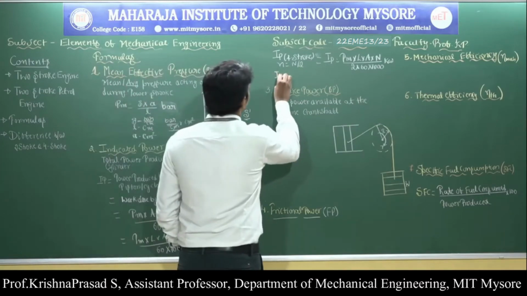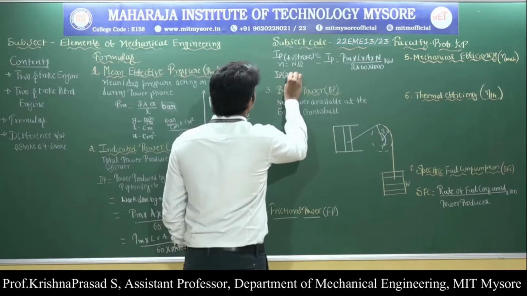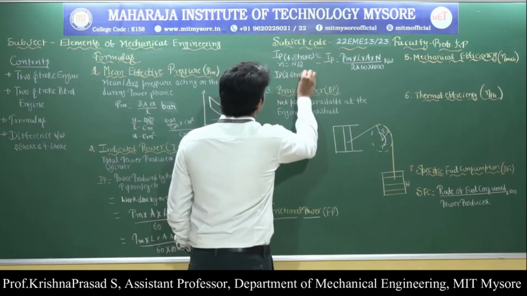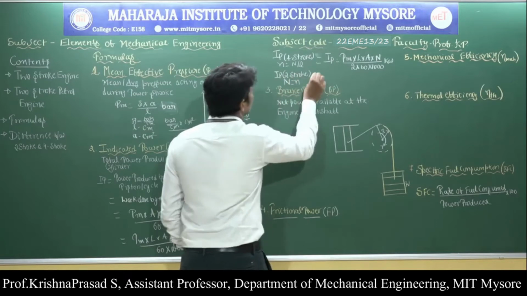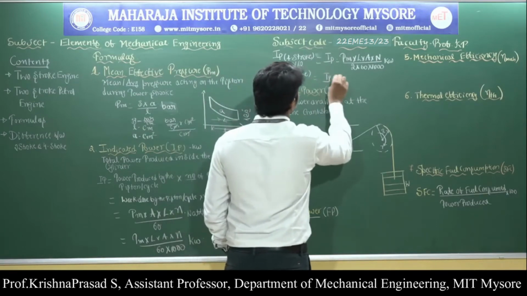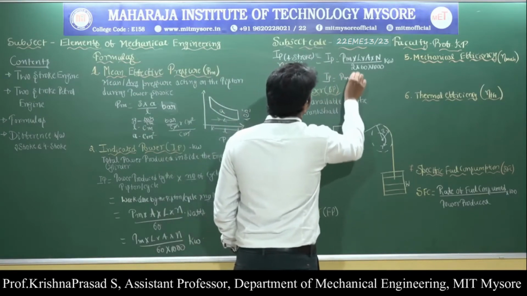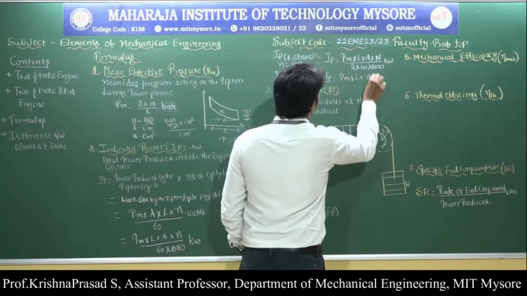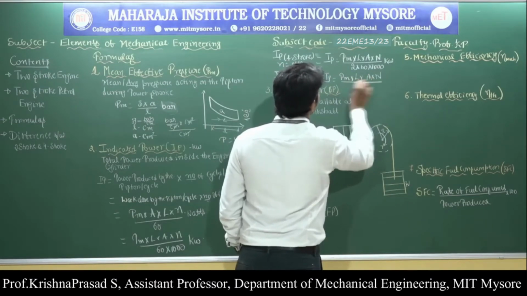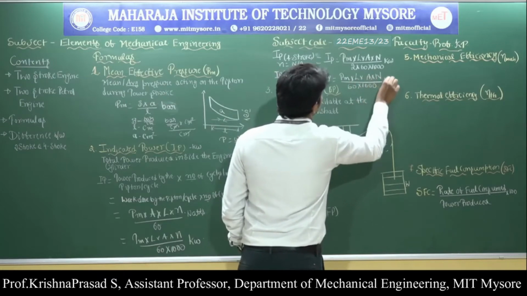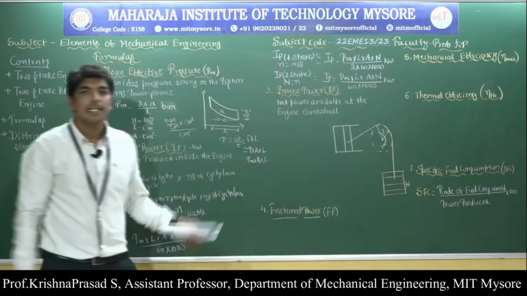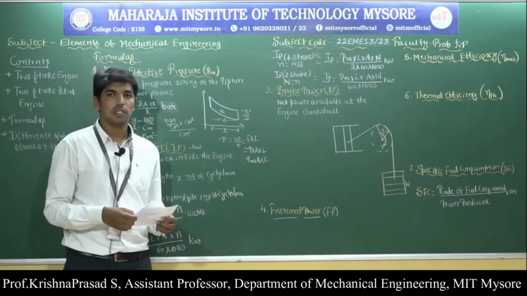Similarly, for the indicated power of the 2-stroke engine, small n is equal to capital N. Therefore, IP is equal to Pm L A N / (60 × 1000). So, this is regarding the indicated power for the 2-stroke engine.